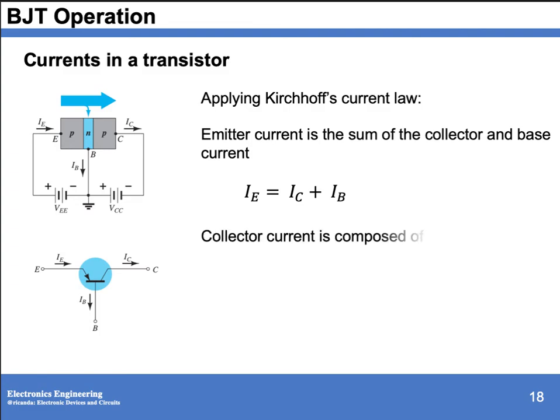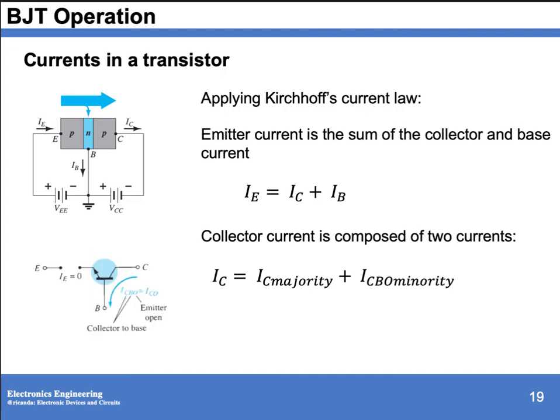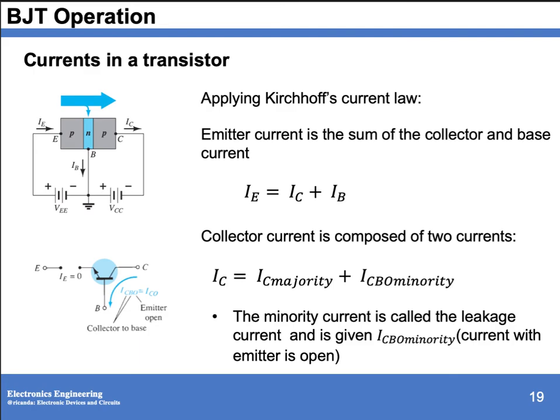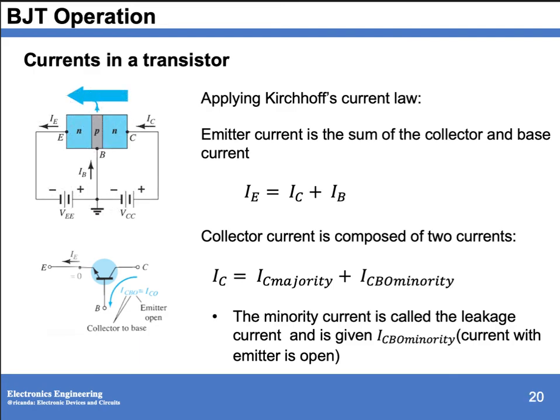And remember also that the collector current is composed of two currents: the majority and the minority. The minority is what you call your ICBO. It means that this time your emitter is open, so we have the collector to base current with emitter open. That is also applicable to the NPN type of bipolar junction transistor.